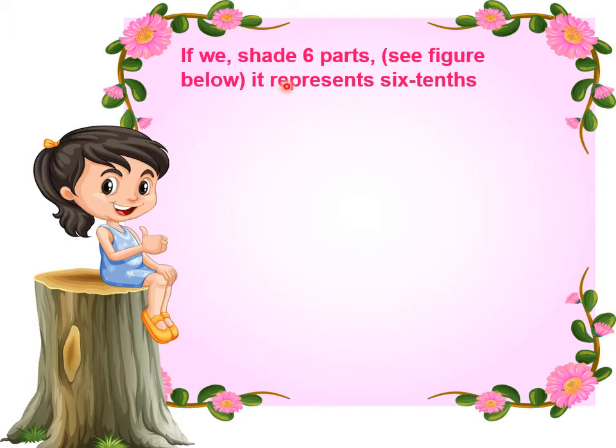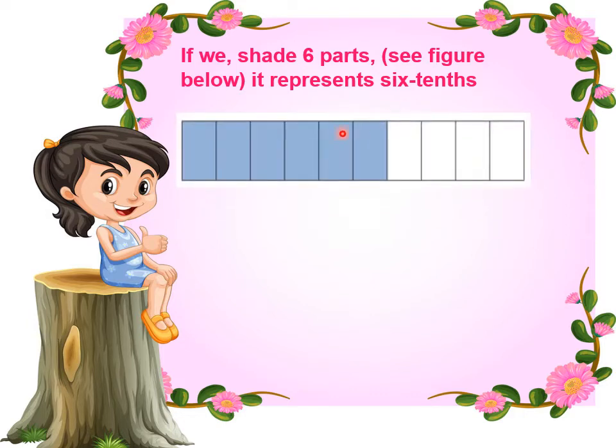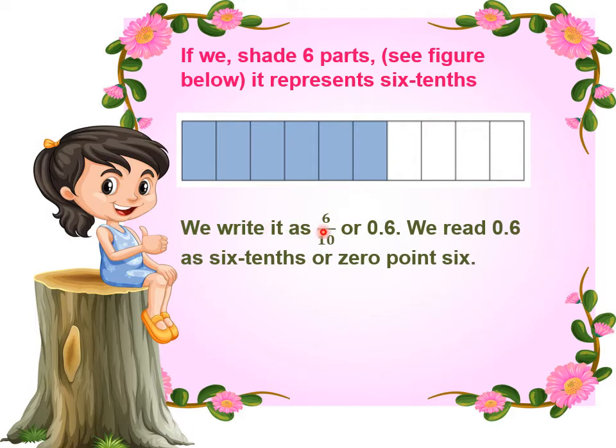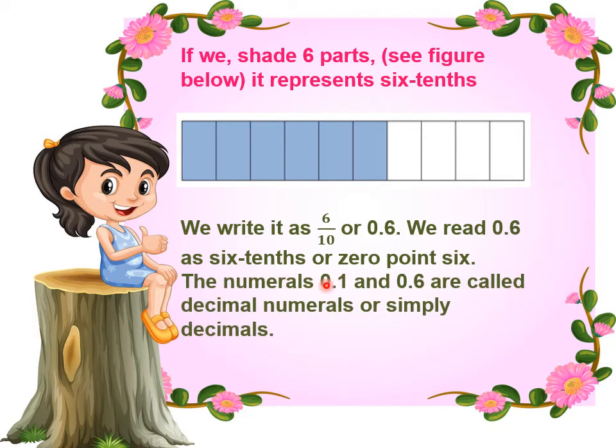If we shade 6 parts, okay, see the figure below, it represents 6 tenths. So the same way, 10 equal parts and 6 parts are shaded. So we write it as 6 upon 10 or 0.6. We read 0.6 as 6 tenths. The numerals 0.1 and 0.6 are called decimal numerals or simply decimals.